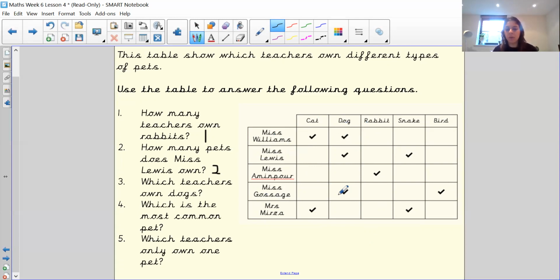Which is the most common pet? So most common means there's the most, the one most teachers have got. So for example, cat, 2 teachers have that. Dog, 3 teachers have got that. A rabbit, 1 teacher's got that. Snake, 2 teachers have got it. And a bird, 1 teacher's got it. So I'd like you to have a look at that and tell me which one is the most common. And then your question 5, it says, which teachers only own 1 pet? So I'd like you to pause the video and work through those 2 questions for me.